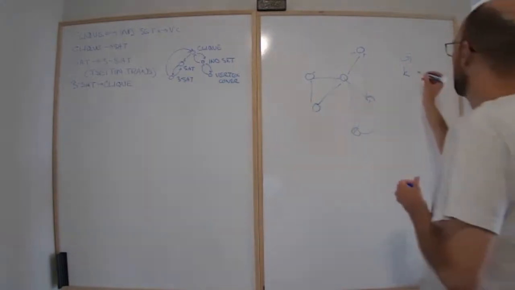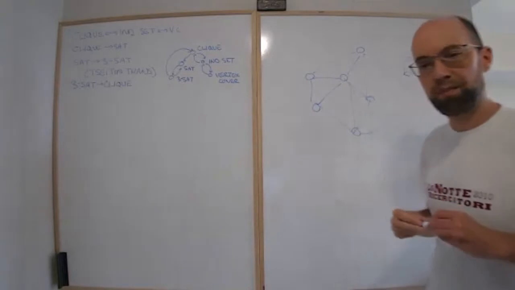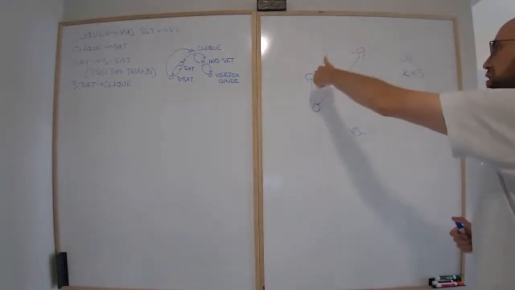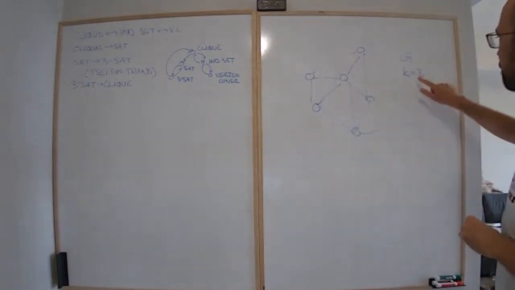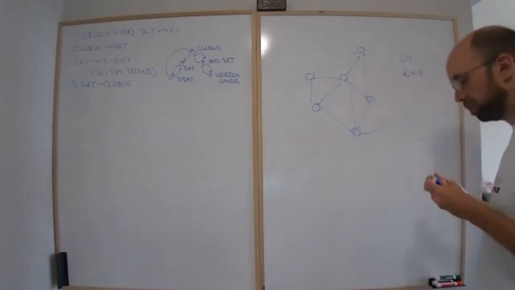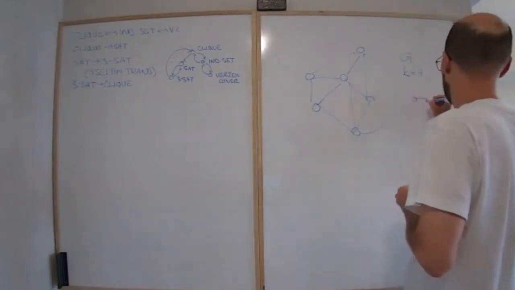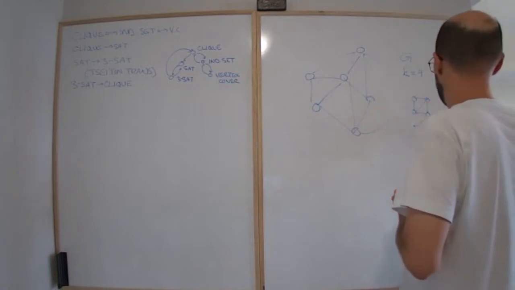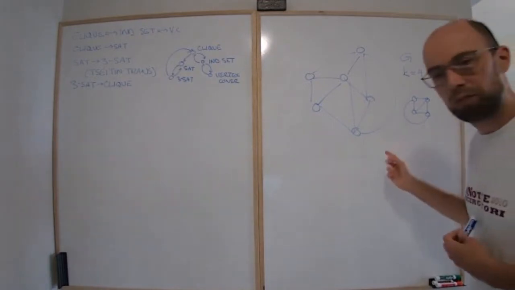So if K equals 3, is there a triangle in this graph? Yes, obviously. And here's another one. So what if K equals 4? Is there a 4 clique? A 4 clique looks like this.